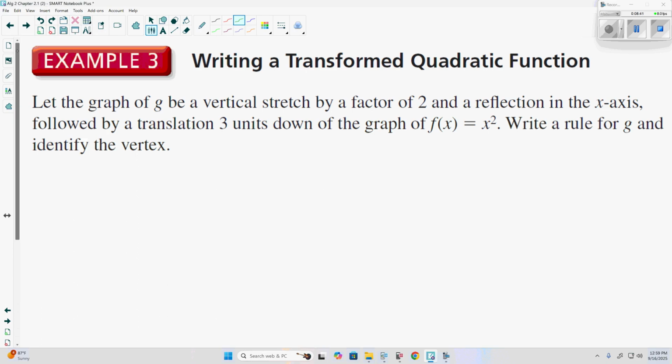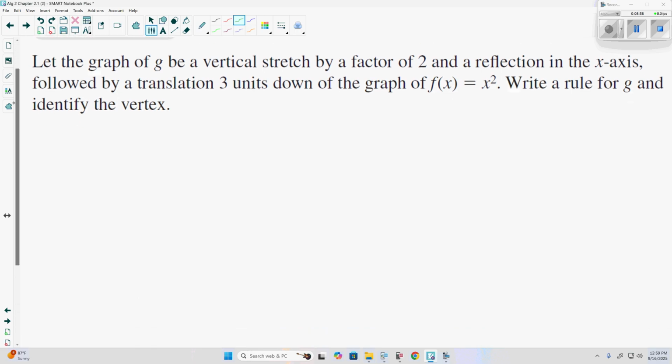So let the graph of g be a vertical stretch by a factor of 2, and then a reflection in the x-axis, followed by a translation 3 units down of the graph of f of x equals x squared. Write a rule for g and identify the vertex. So we have 3 transformations going on here. Vertical stretch by a factor of 2, reflection across the x-axis, and then 3 units down of the graph f of x equals x squared.